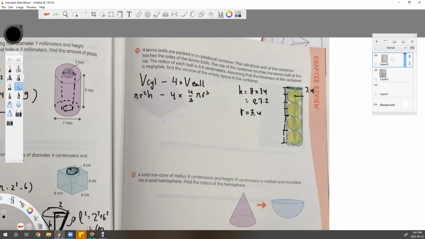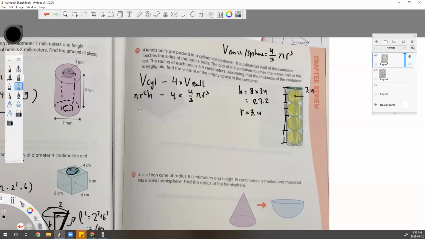Wait, which one? The volume of a ball, or sphere. Have you ever learned that? Okay, just memorize. Yeah, you memorize the formula.